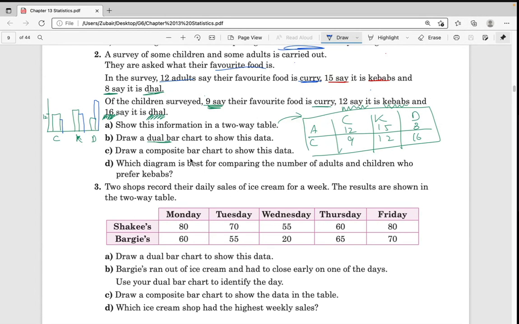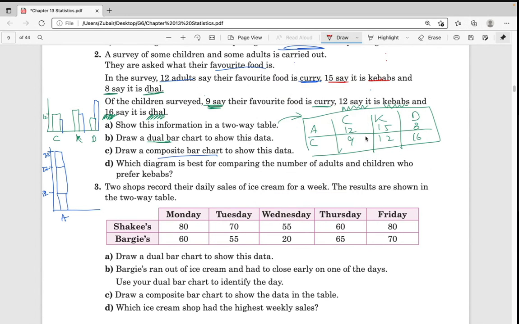C part says draw the composite bar chart to show this data. So composite bar chart again, let's say we are talking about adults. First option is 12. Then we add 15 to 12. So 12 plus 15 is 27. So I add 15 more to it and reach a top position of 27. Then we add 8 to it for dal and it reaches a position of 35.